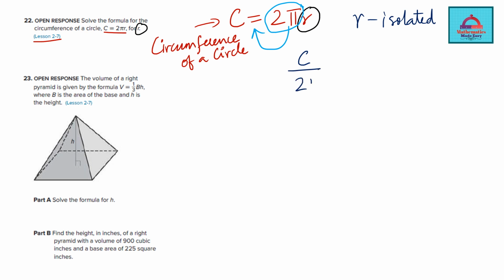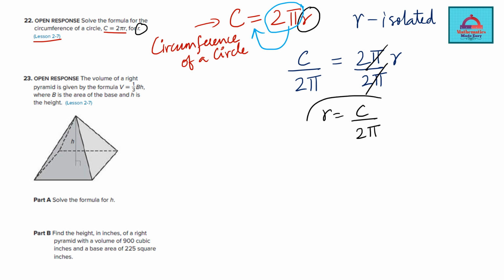So it gets divided by 2 pi on both sides so that the 2 pi and 2 pi cancel. So I divide both sides and r comes out to be C divided by 2 pi. That's the formula of r.